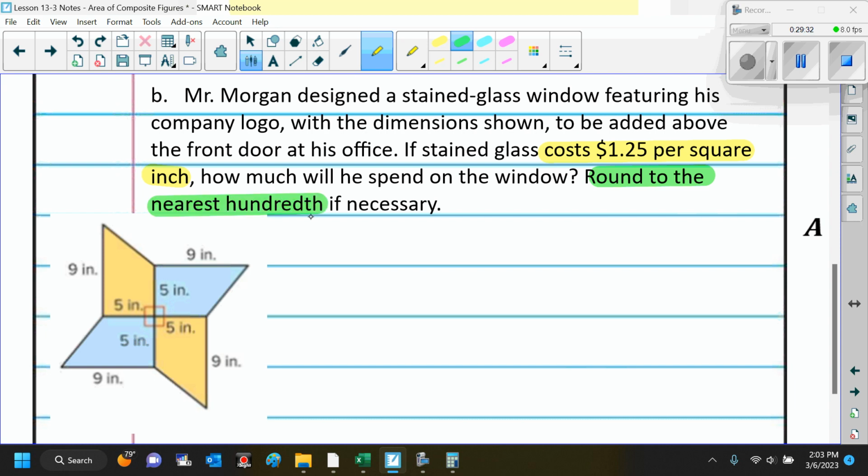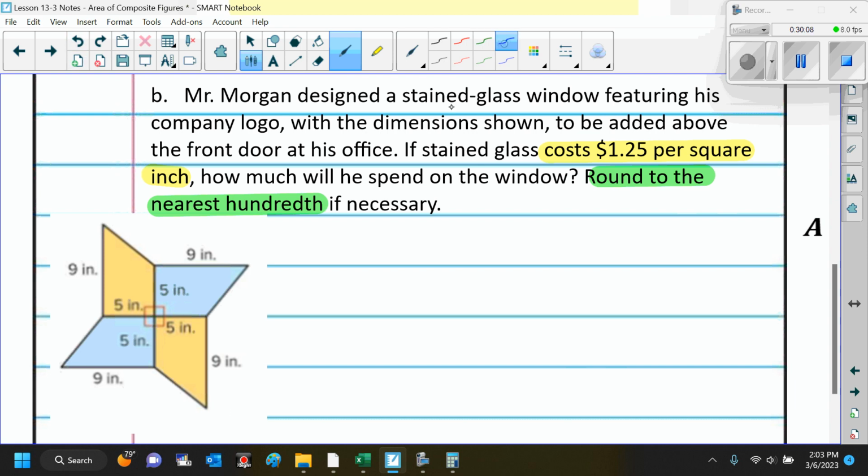Now the reason they're asking us to round to the nearest hundredth at the end is because we're talking about money. And remember, money is just two numbers behind the decimal place, which is the hundredths place. Okay? So, we want to look at this picture. It's all trapezoids, right? Now, let's take a look at this trapezoid, this one down here. That's the height.